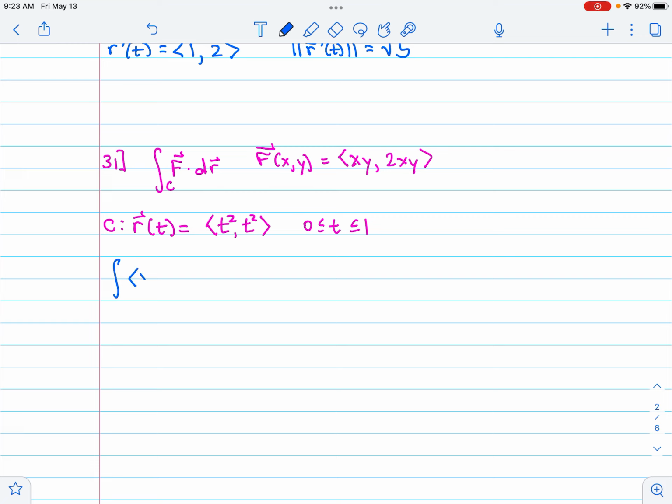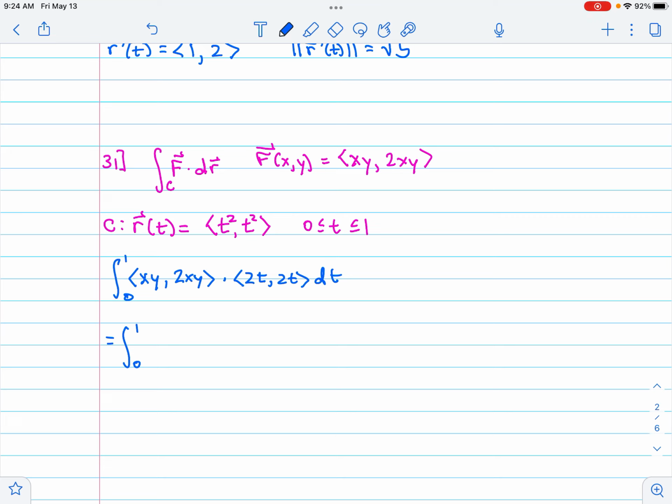Okay, so here we go. We've got xy, comma, 2xy. And we're dotting that with the derivative. So look, this is going to be 2t. Go ahead and put the dt in there. And we're going from 0 to 1. Now, I've still got x and y in here, so we'll have to keep going.